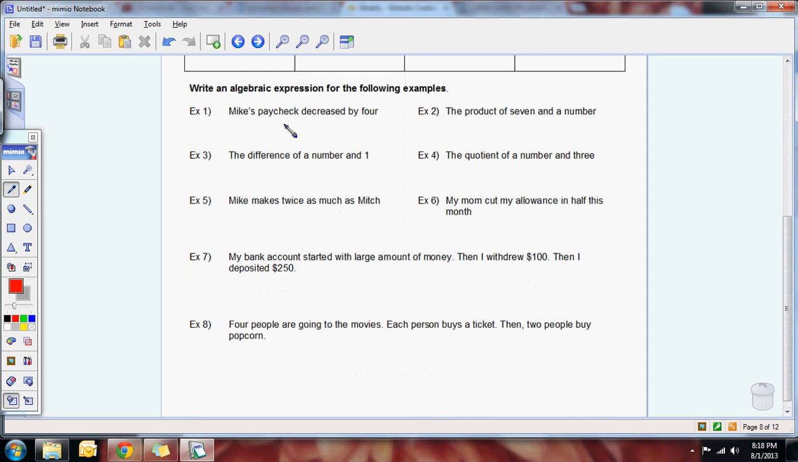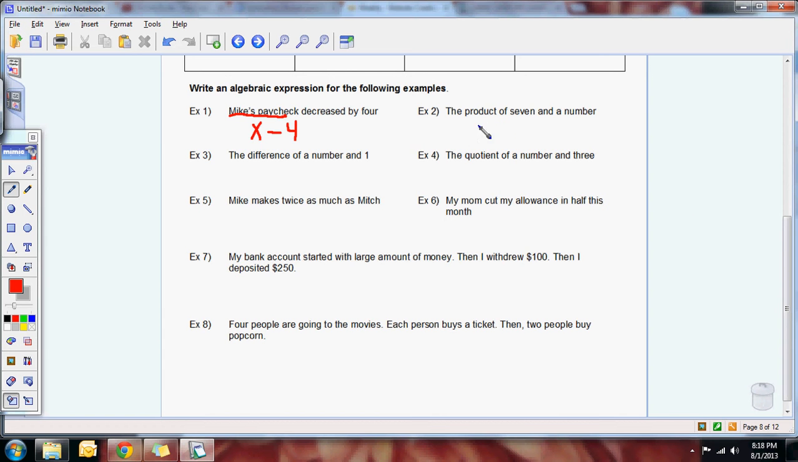The biggest thing is that all of your algebraic expressions need to have a variable. So Mike's paycheck is what we're looking for. I usually like to use x because it's nice and easy. So Mike's paycheck decreased by 4. Decreased is the key word. Decreased, as you know, means to subtract, and then by 4. So your expression is just x minus 4. Now you could use a different variable, it doesn't matter, as long as you have that variable there.